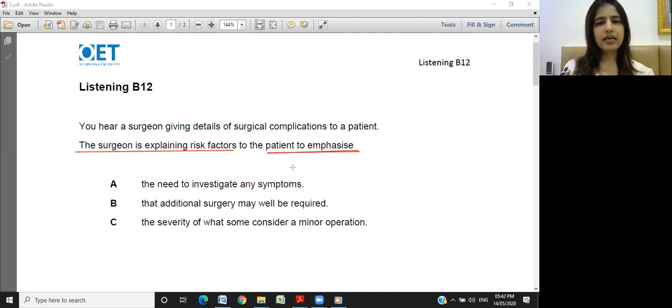So let us start predicting from the answer choices as well. What kind of discussion do you expect here? It is a surgeon who is giving details of a surgical complications to a patient. So when do you think this conversation may be taking place? At what point it may be taking place? Or what kind of discussion will it be?